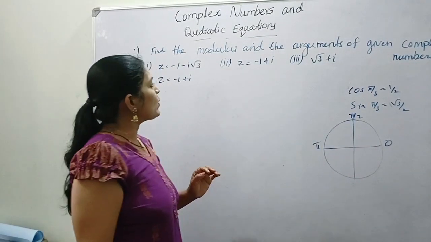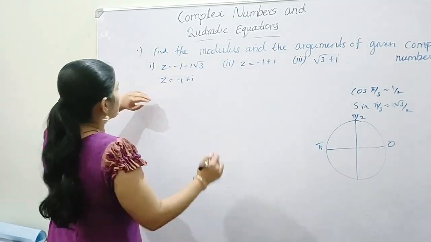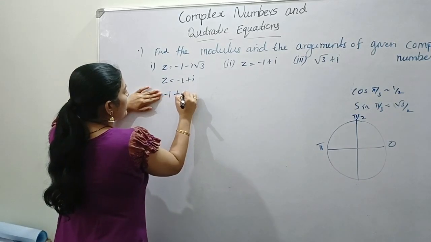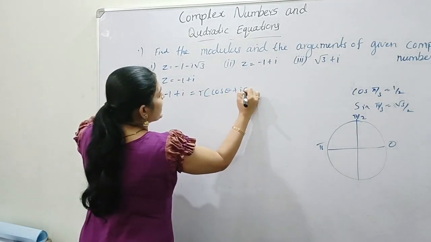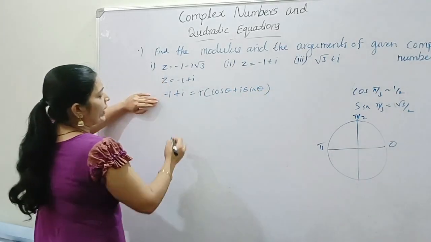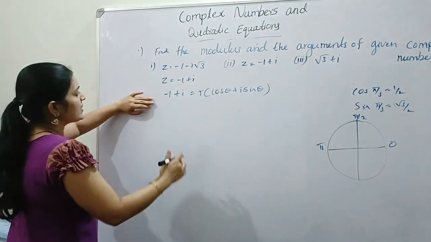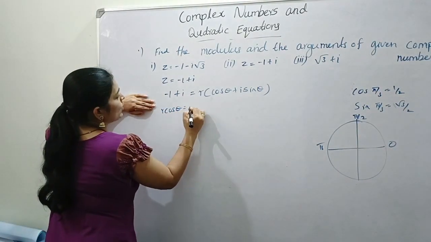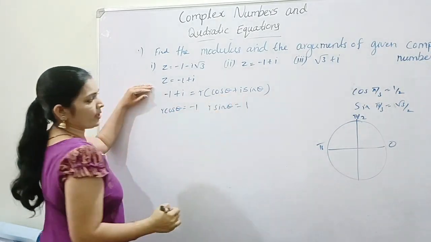Second one, z is equal to minus 1 plus i. Let us compare this with the polar form of a complex number. Minus 1 plus i is equal to r into cos theta plus i sin theta. Then comparing real parts and imaginary parts, we get r cos theta is equal to minus 1, r sin theta is equal to 1.